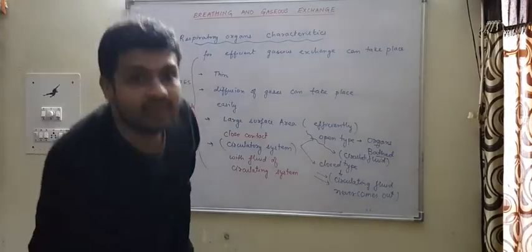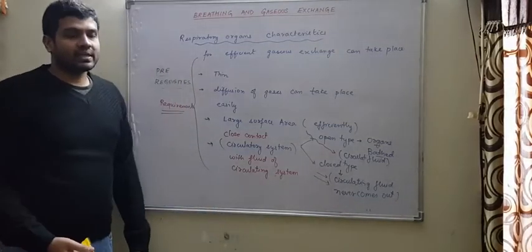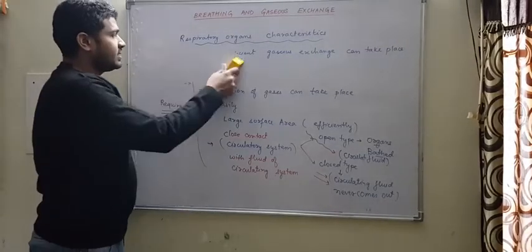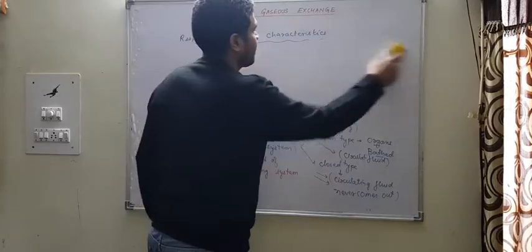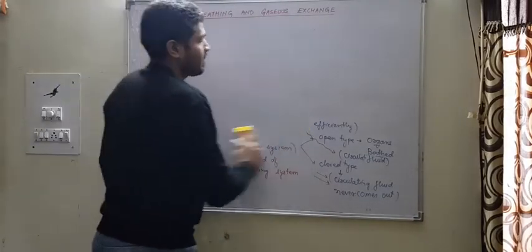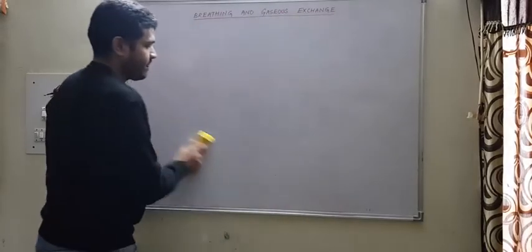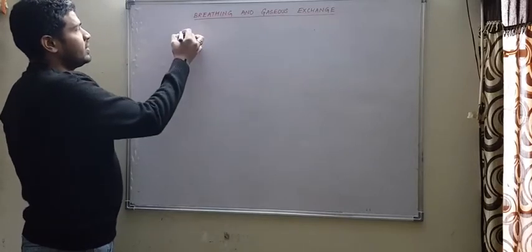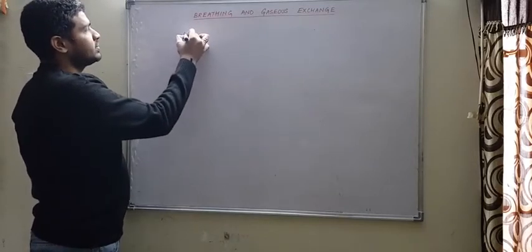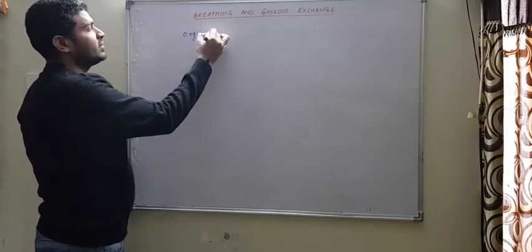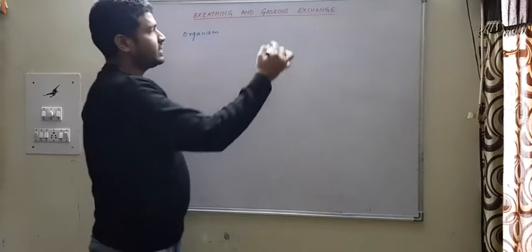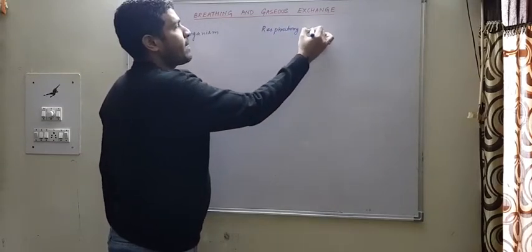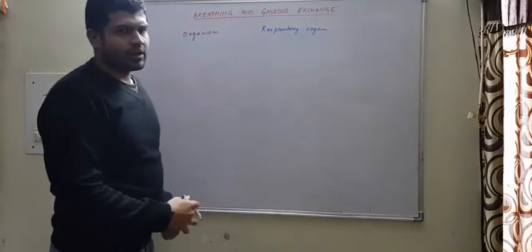So let us think about what different types of circulating systems or respiratory systems are present in different organisms. Suppose, let us make a chart of the organism and the respiratory organ.